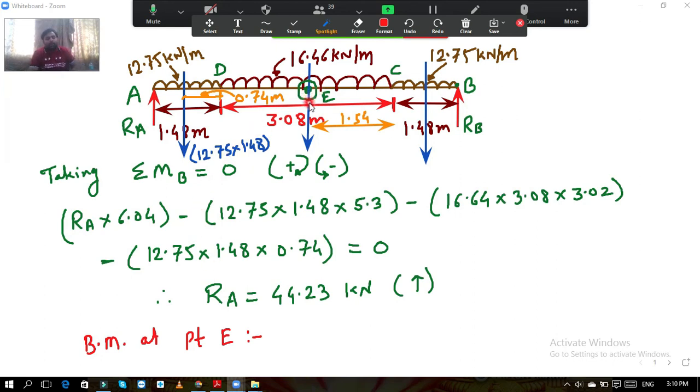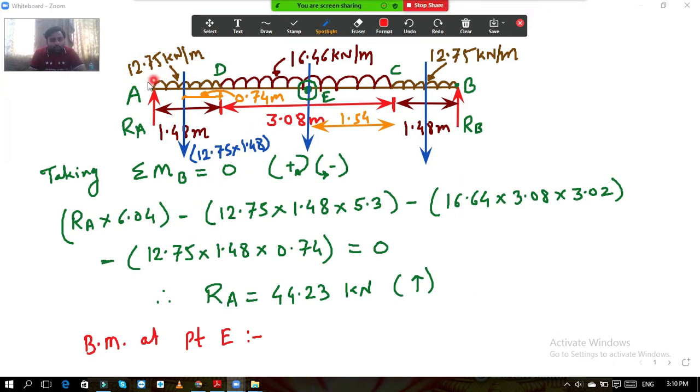At E now, if you see, this is the UDL 12.75, which is acting on the span 1.48, and this half UDL, which is acting on the span of 0.74, for 16.46. For these two also we need to calculate the moments. Both these are moving downwards, so both these values are negative.